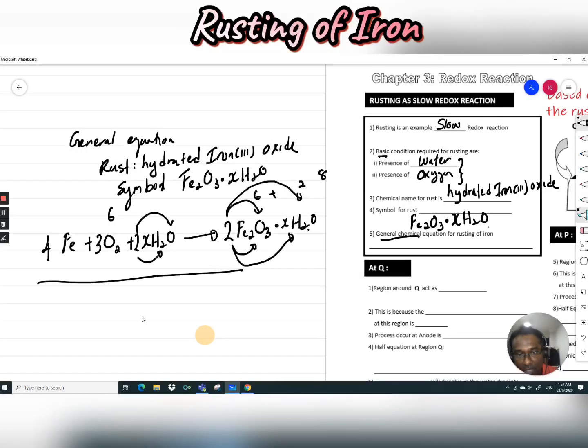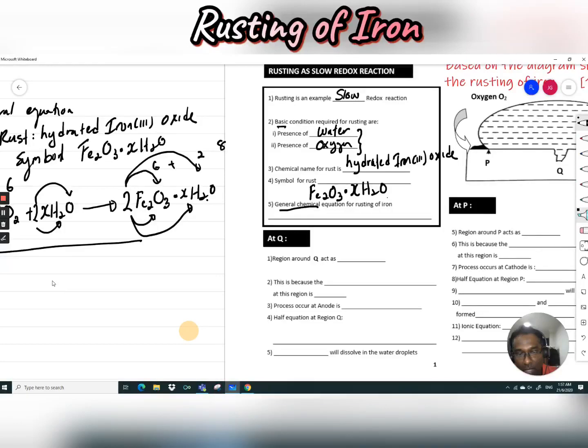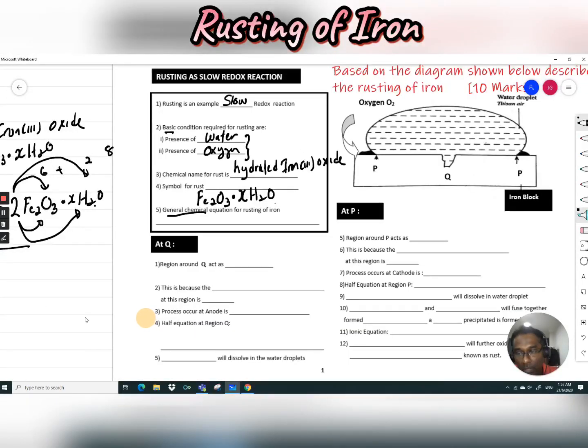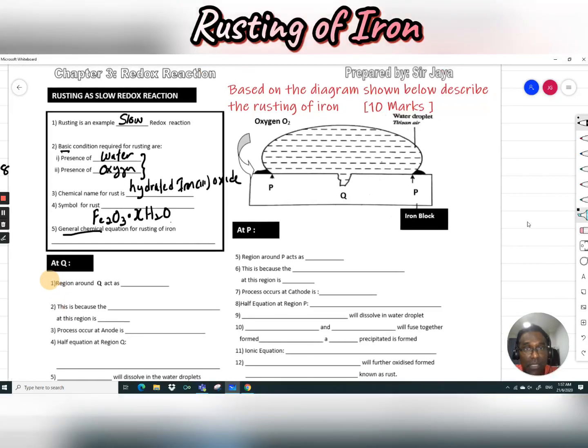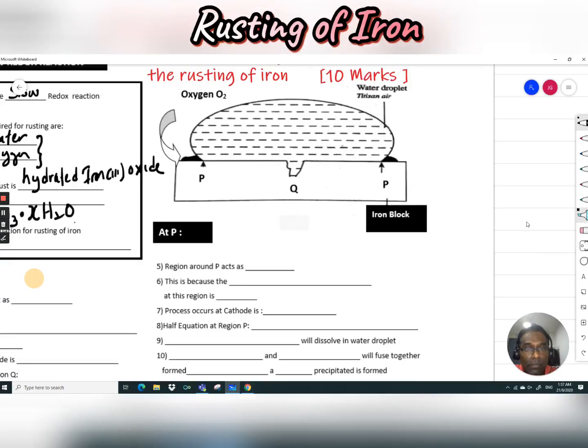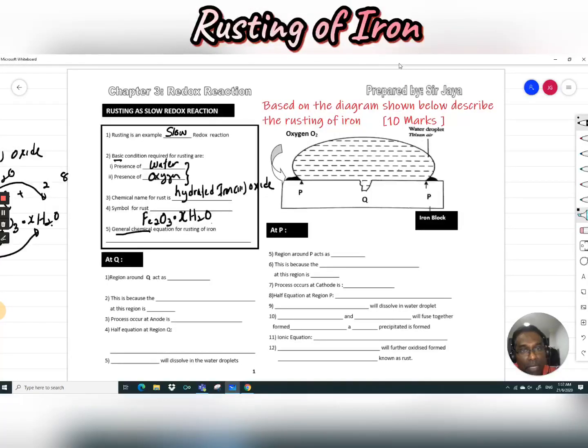Now we look at this question. Let's discuss the essay question: based on the diagram shown below, describe the rusting of iron. So we have to draw this diagram and label two terminals, P and Q. At the edge of the water droplet we put P. At the center of the water droplet, the oxygen molecule is blocked by the water droplet, and this will become A.